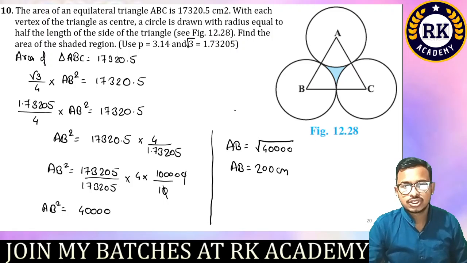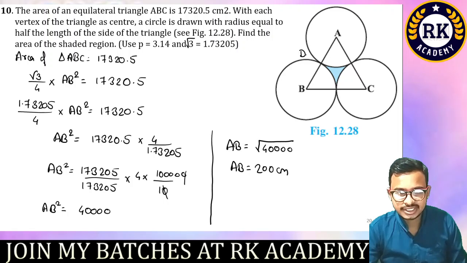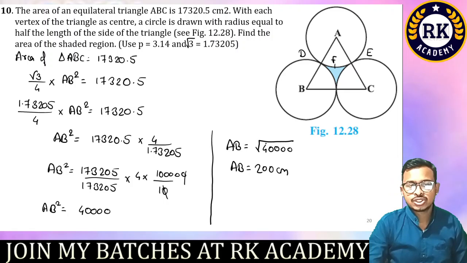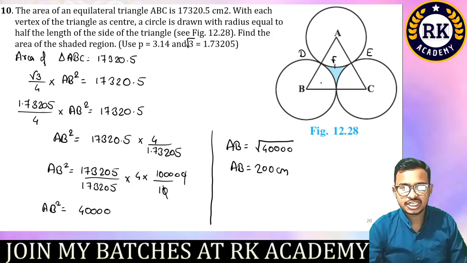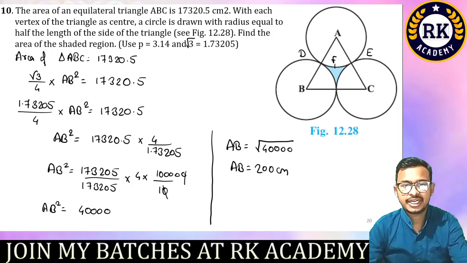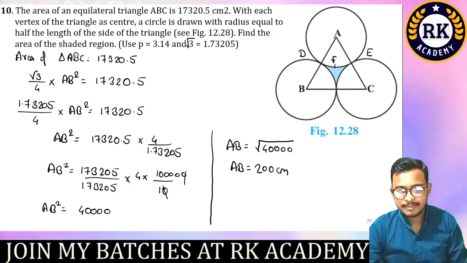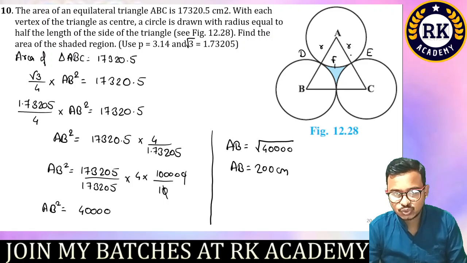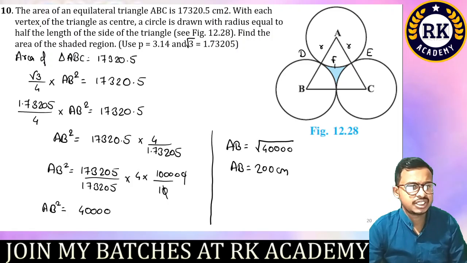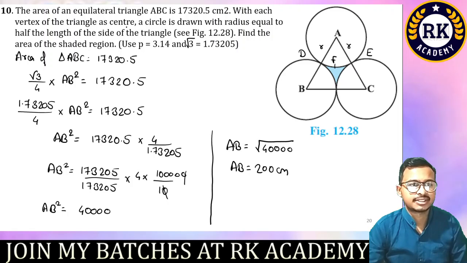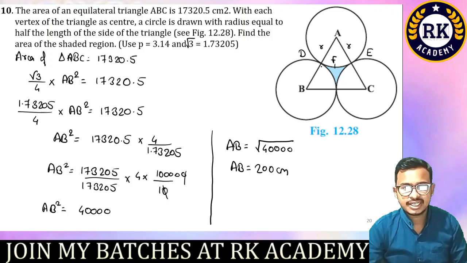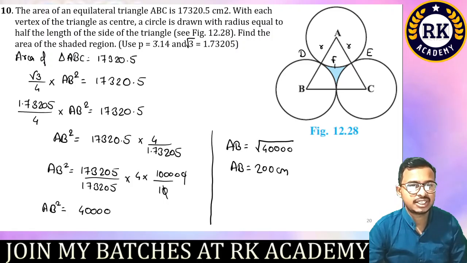Radius will be half. So if I write this point as D and this is E and this is F. Okay. So considering D, D shall be a midpoint of the segment AB. So let us find the value of D. Here this is my radius, these 2 will be congruent. Now what is this question saying? With each vertex of the triangle as center. Okay. So vertex as the center of a circle. A circle is drawn with radius equal to half the length of the side of the triangle.